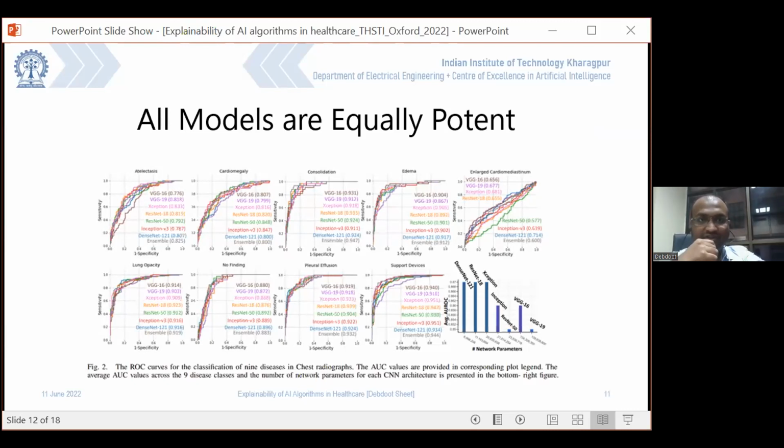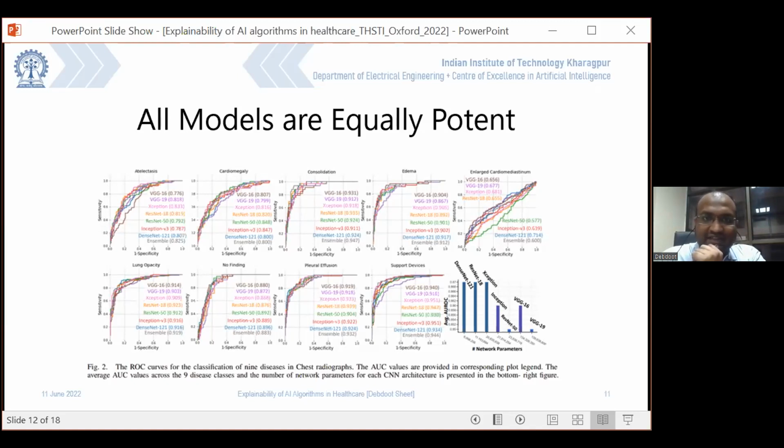We showed that for each of these pathological states on the chest radiograph, what the AUC curve looked like. If you see, more or less, the AUC curves are almost the same. You can pretty much estimate that they have an area under the ROC curve between 0.88 and 0.92, which means these are closely performing models.